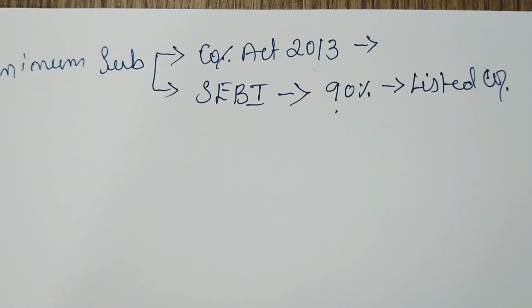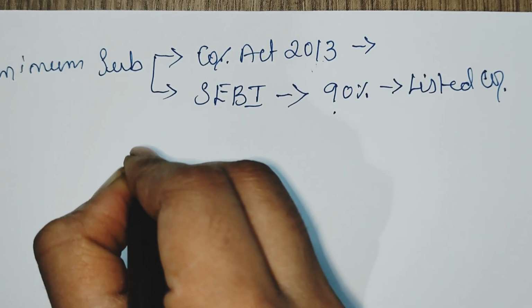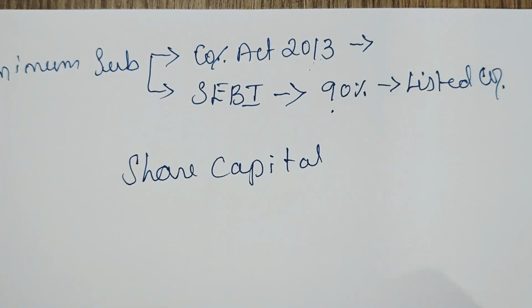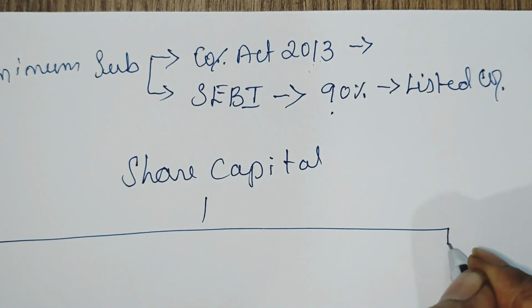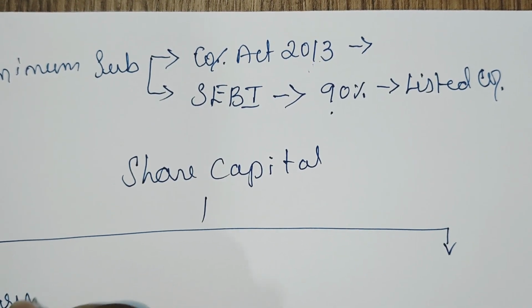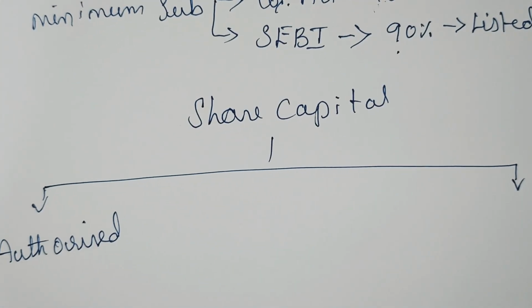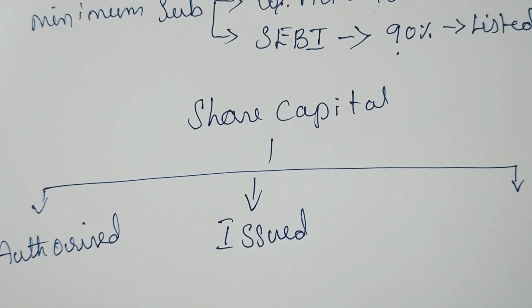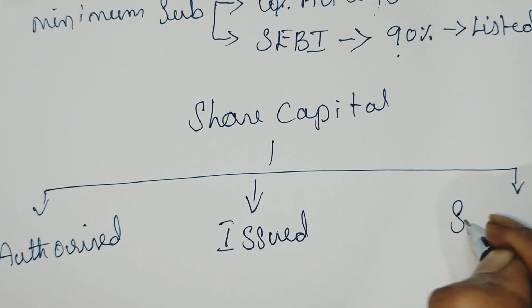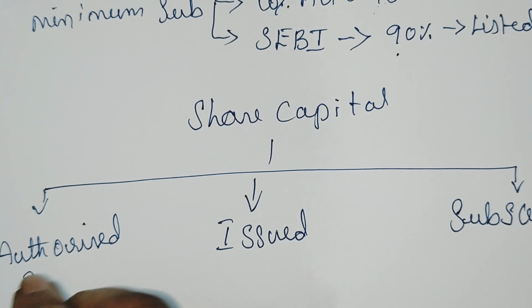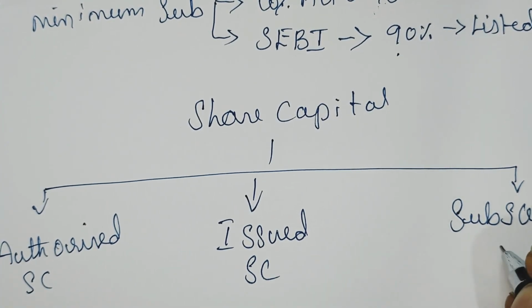Now, application money, I told you, is a part of the face value. Share capital will be called as authorized, issued, then subscribed. Authorized share capital, issued share capital, subscribed share capital.